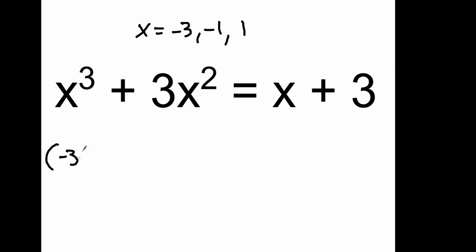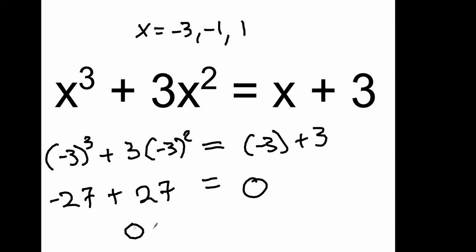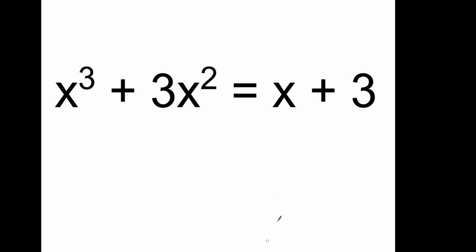You can plug it in to check. I'm just going to check one of them, but if you'd like to, you can check all three. -3 cubed is -27. -3 squared is 9. 9 times 3 is 27. And -3 plus 3 is 0. So we do get 0 equals 0. It works for -3. It actually works for all of them, just the x values.